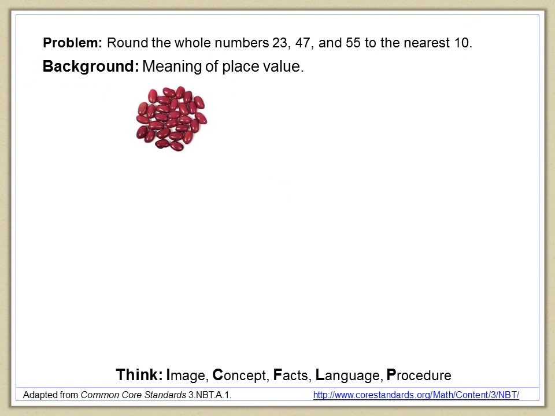For example, if we've got a bunch of items, beans in this case, and we want to represent them, one way to do it is to just have a picture of it, an image like we have down here, right? We could just draw pictures of this many beans anytime we wanted to talk about that idea of how many we've got. But of course that's very inefficient.